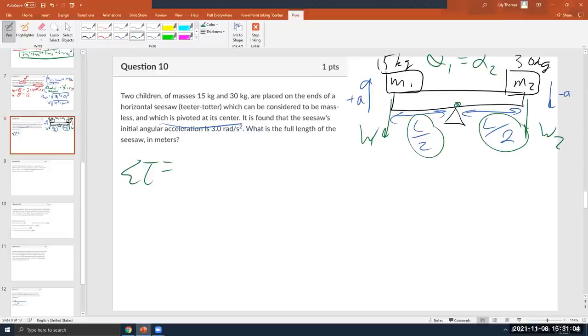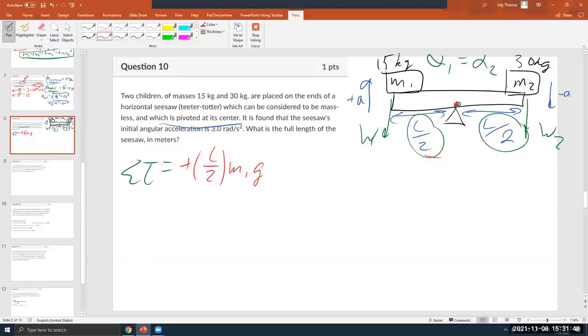The only difference will be the signs for my torques. So the weight 1 from mass 1 relative to the fulcrum is causing the seesaw to rotate this way. Is that a positive or negative torque? That's a counterclockwise rotation, so that will be a positive torque. So I'm going to put a plus sign just to remind myself it's positive. And then I need to do r times F. I said r is L over 2, and F is M1 times g. It's the force of gravity, M1 times g.